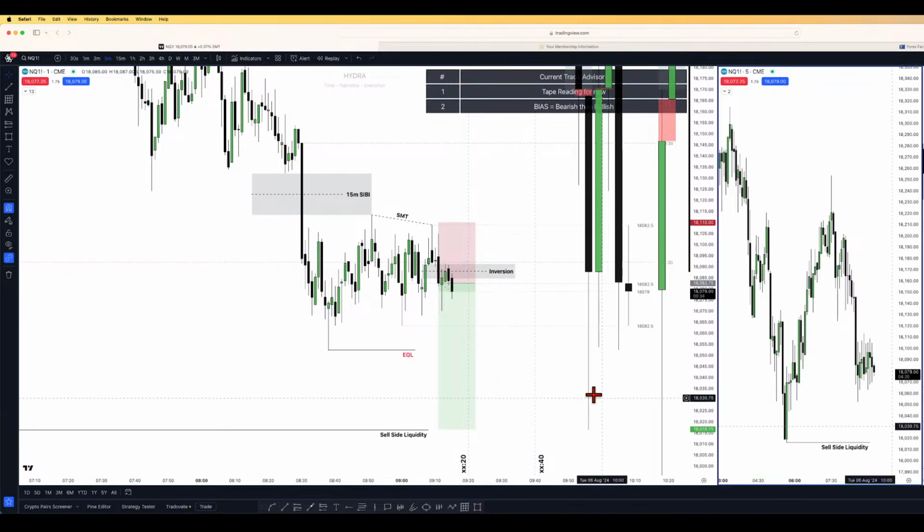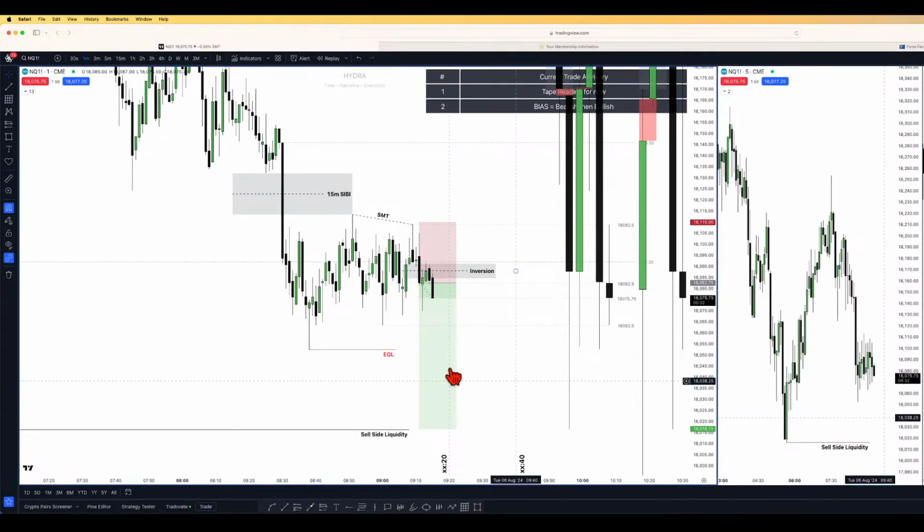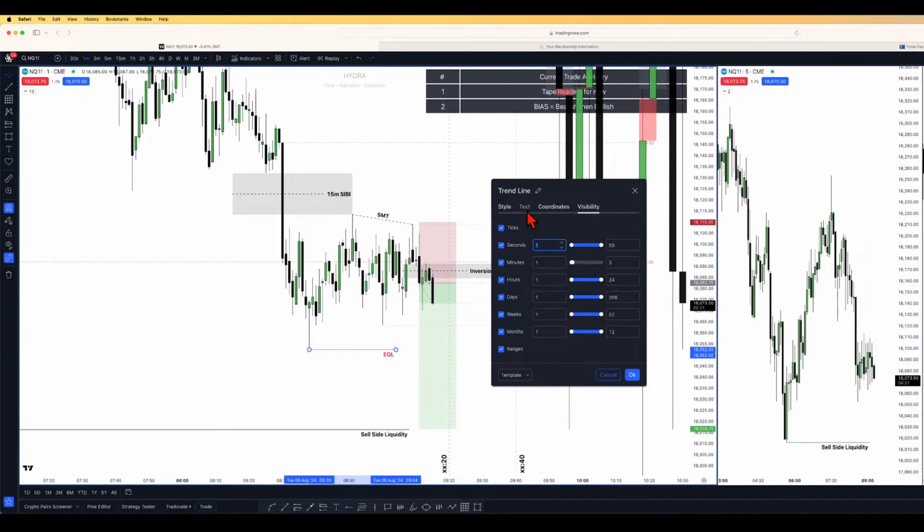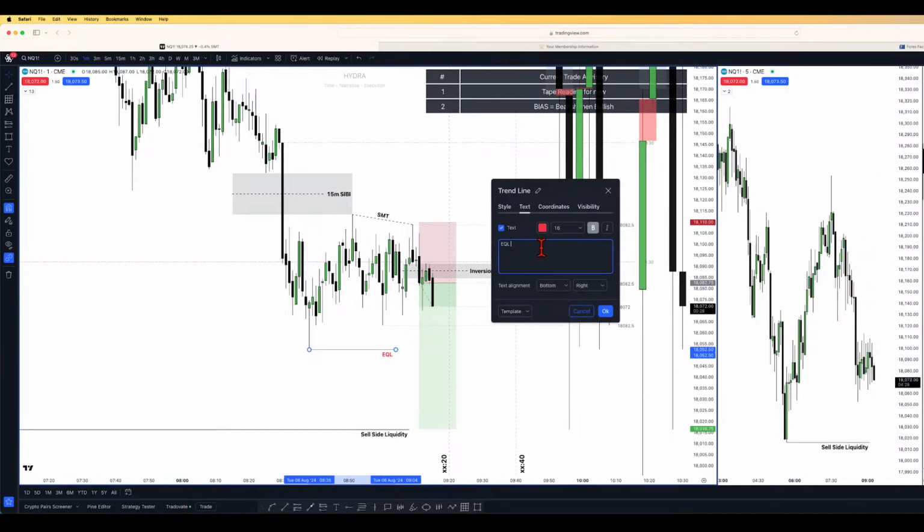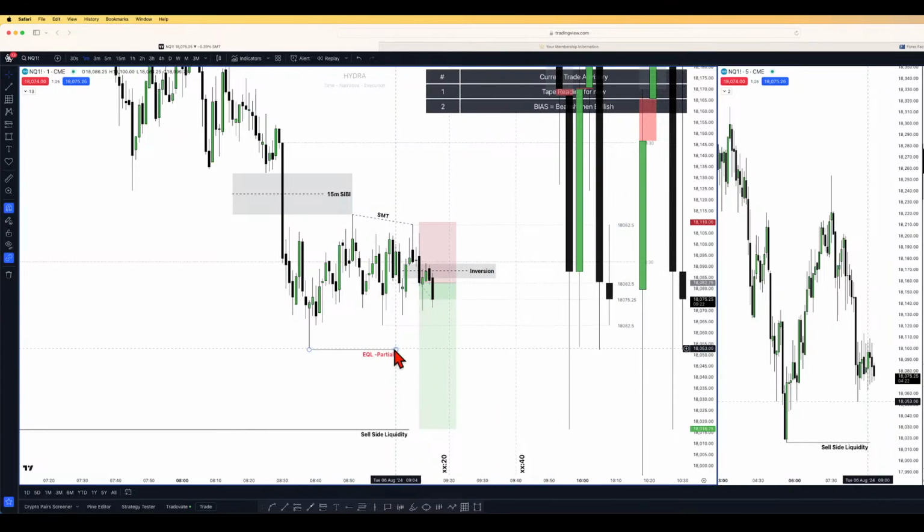Rejecting lower. That's the high probability target for partial. And that's the TP down here, the 4-hour low. Let's see, 915.